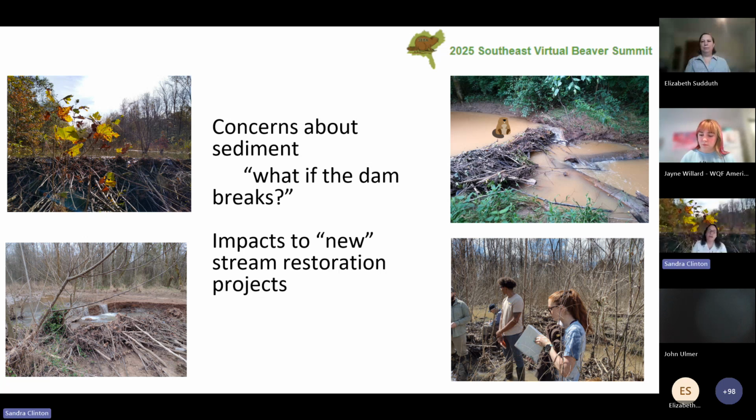And then, not just unique to urban systems, but there's a lot of urban stream restoration here in the Southeast. It's another part of the work that I do.